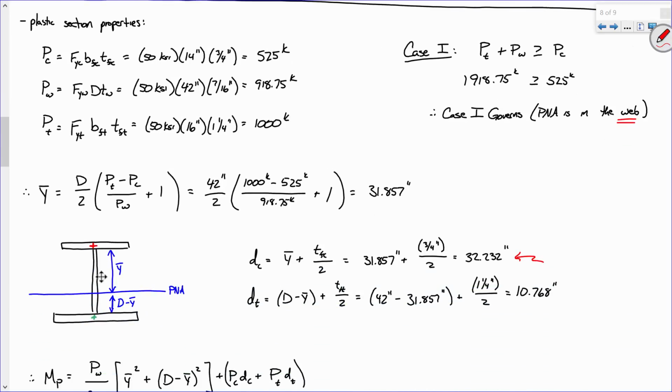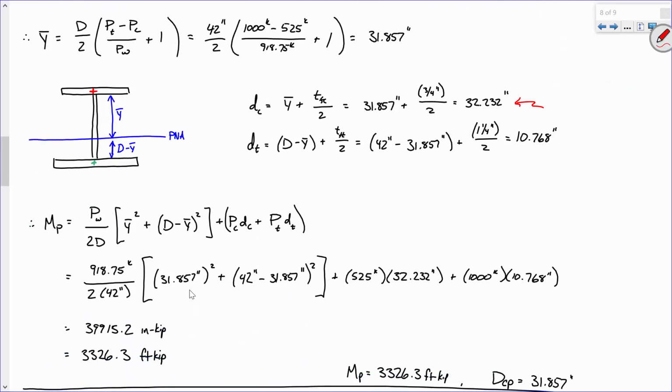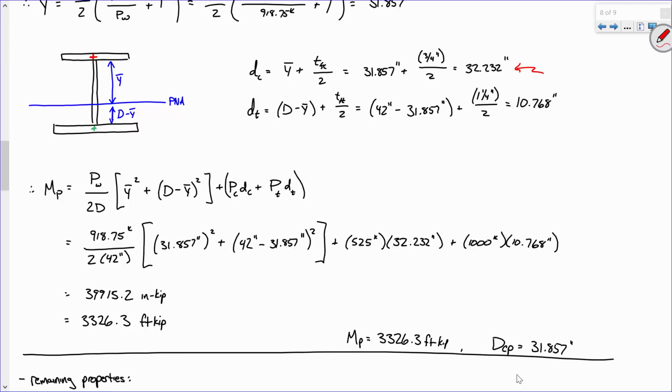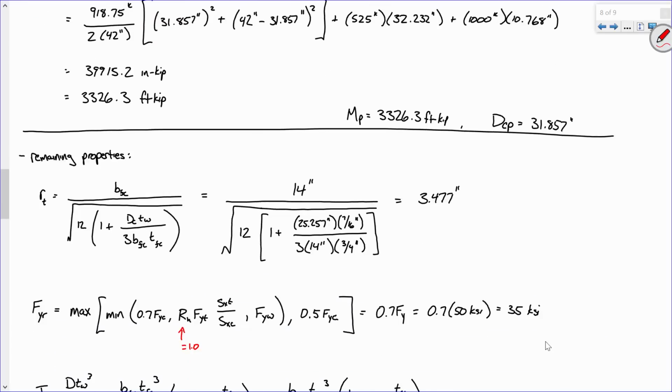We need plastic section properties, so we've got to compute M_P. We can use that same appendix, but remember we set not only the rebar terms equal to 0, but the slab term equal to 0 as well because there's no slab. Once you get that, very plug and chug, we get M_P. Now, D_CP is the depth of the web in compression at the plastic moment, which for this case is Y bar, and it comes out to be 31.857. Again, all non-composite. Then we've got remaining properties, okay?